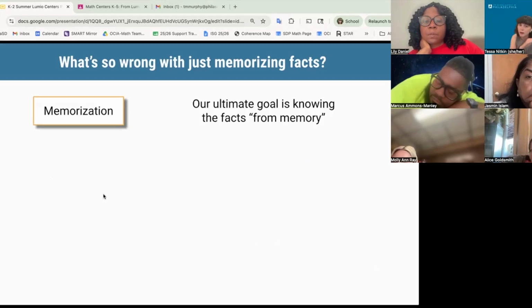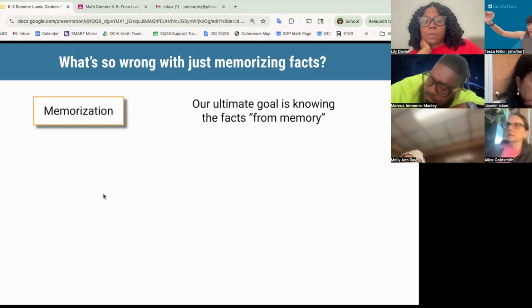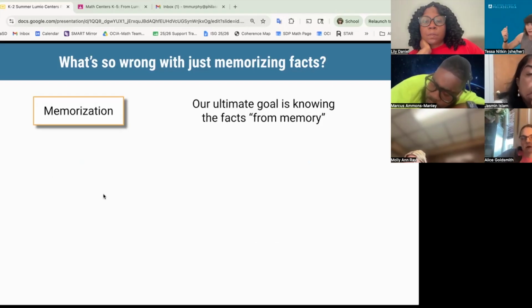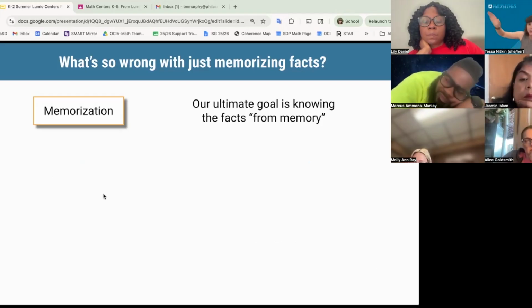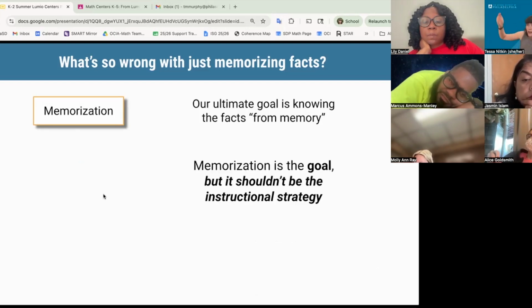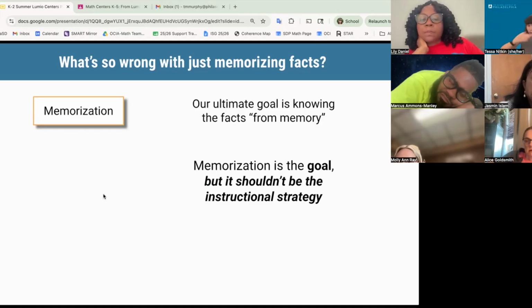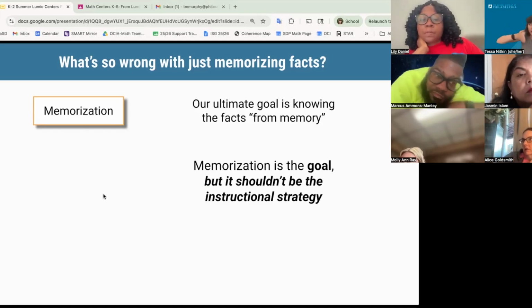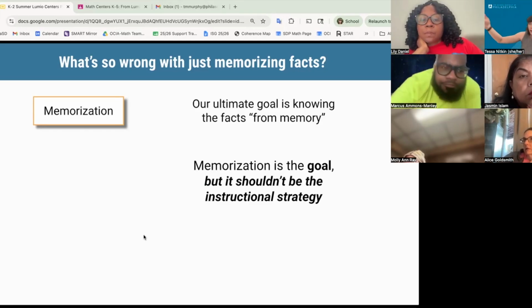So memorization is our ultimate goal. I want students at the end of second grade to be fluent with those addition facts, just like how in later elementary school, we want them to be fluent with their multiplication. We want it to be fast. We want it to be from memory. But even though we want to get there, that's not the instructional strategy. We want them to know it by memory, but we want to use another instructional strategy to support getting there.